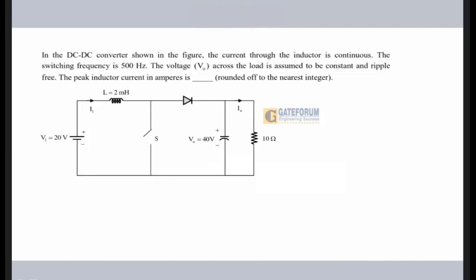Hello students. So this particular question was asked from the power electronics section in your GATE 24 EE. In this question, they're asking that in the DC to DC converter shown in the figure, the current through the inductor is continuous. Full stop. The switching frequency is 500 Hz. And the voltage V0 across the load is assumed to be constant and ripple free. So they have told me that it is a case of continuous conduction because the current through the inductor is continuous.